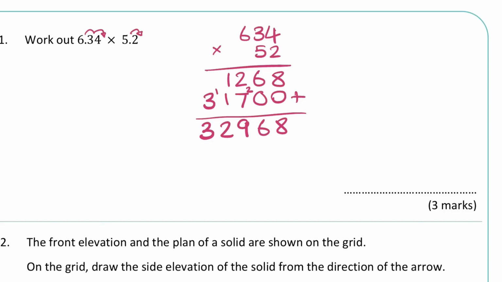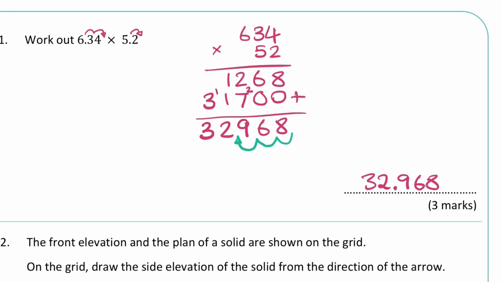Now originally we took 3 decimals out of our numbers, so we need to put 3 back in. So from the end, 1, 2, 3, and there we go, that gives us 32.968.